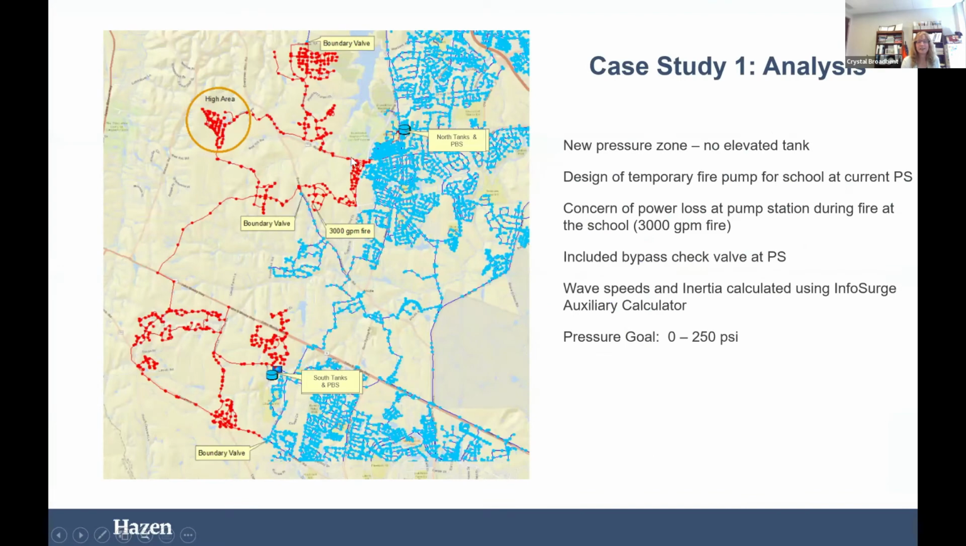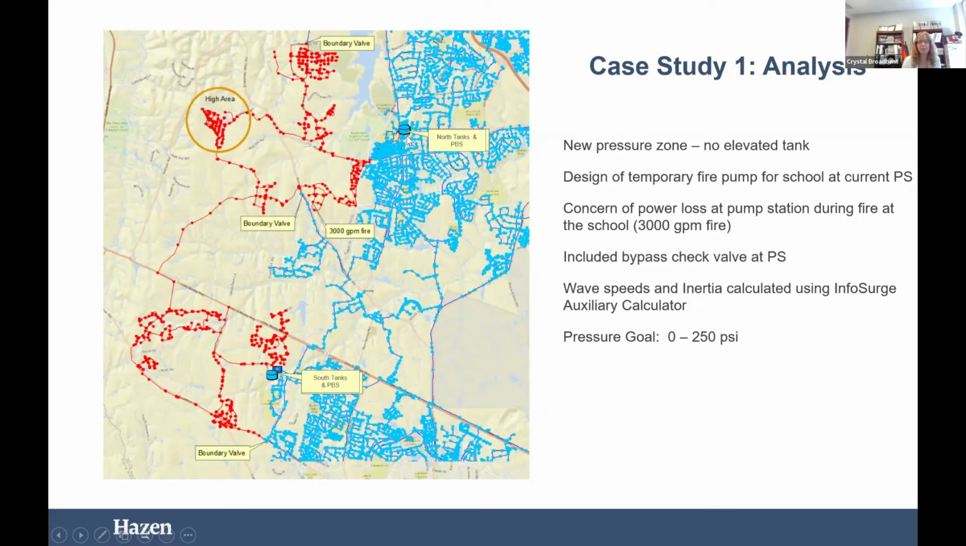So again, this shows boundary valves. This is our tank. Here is the 3,000 gallon per minute fire flow at the school. And this is a high pressure zone, or high elevation area. This is also the area where you have greater potential to drop below 0. And of course, we were trying to make sure we're staying above 0 because it's a water distribution system. And these tanks are actually on the suction side of both these pump stations. So they're not in this red zone.